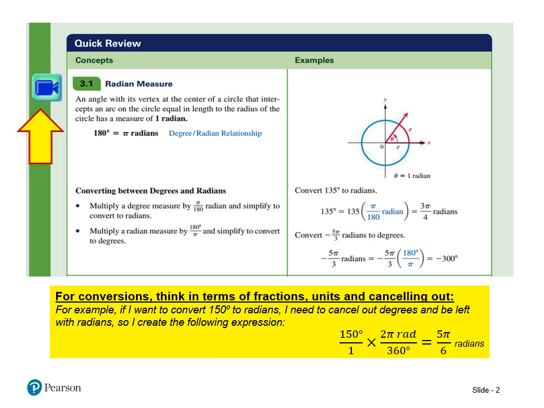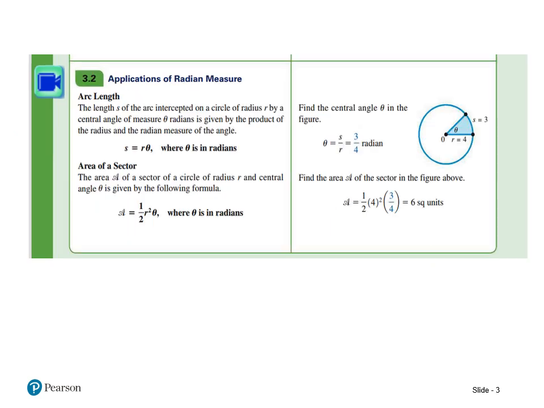Okay. In 3.2, we learned a couple of new formulas and vocabulary. The first thing was arc length. If you look at this little triangular piece, a slice, if you will, think of this as a pizza. The arc length, or the arc, is actually the crust of the pizza, okay?